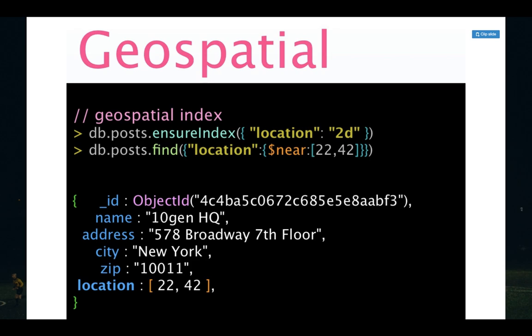And when we want to find some nearby places with that location, we can use db.collectionname.find location $near and pass your latitude and longitude. This is how we can use the geospatial functionality given by MongoDB.